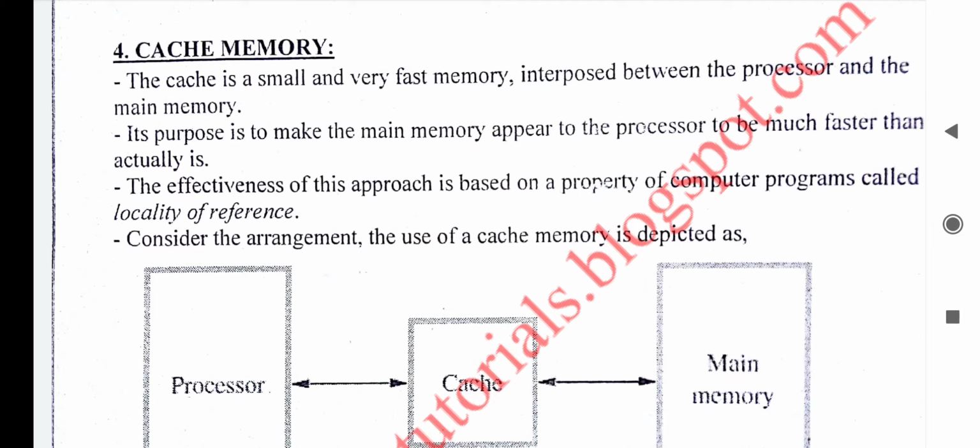It is placed between the processor and the main memory, and it is nearby the processor. So it gives you fast access. The cache is a small and very fast memory interposed between the processor and the main memory. Its purpose is to make the main memory appear to the processor to be much faster than it actually is.